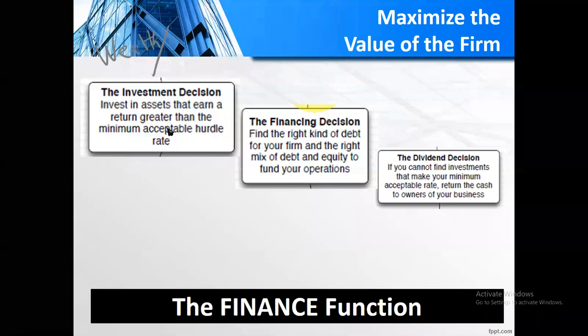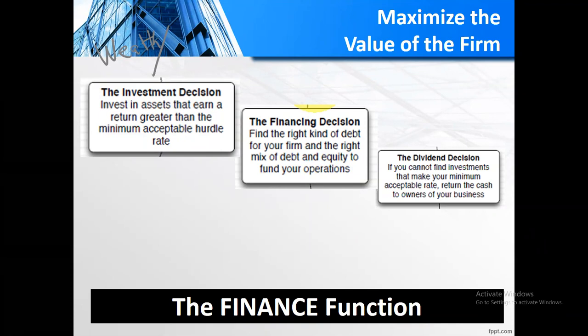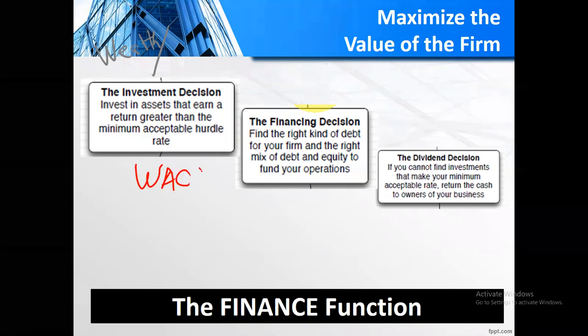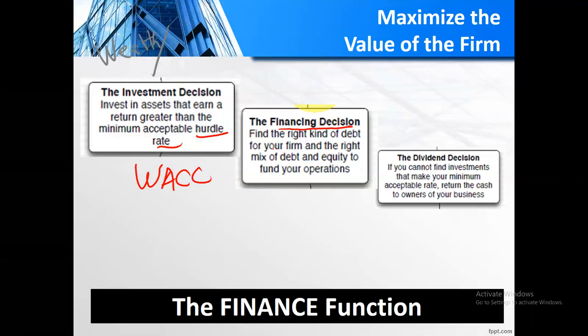So, sabi natin, guys, sa investment decision, any investment should earn, the cash flows from it should be higher than the minimum acceptable hurdle rate. And that one is defined as the weighted average cost of capital. Okay? I hope you recall that, guys. Ito dapat, ayaw mga sumulat. Pwede. Dapat yung hurdle rate natin should be equal to the weighted average cost of capital. Okay? So, yung financing decision natin naman dapat yung right kind of debt and equity.